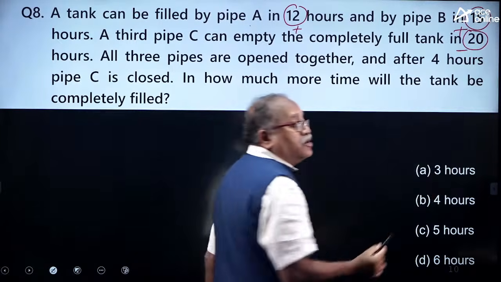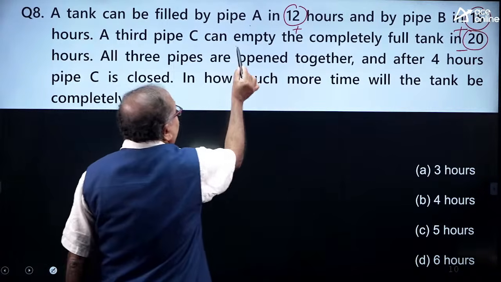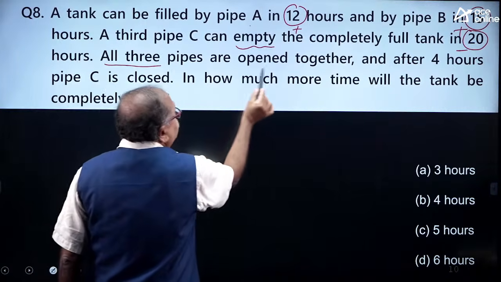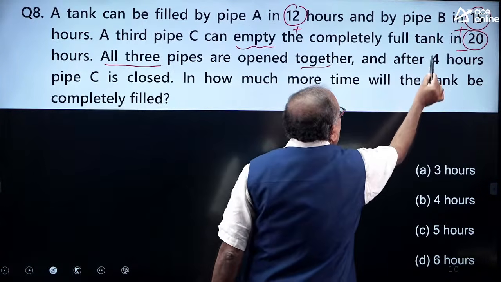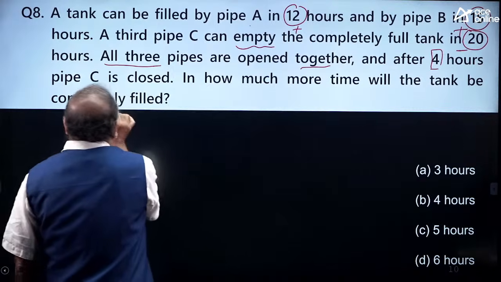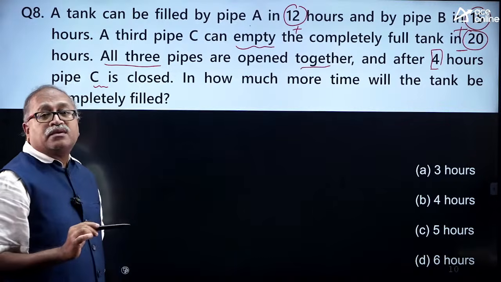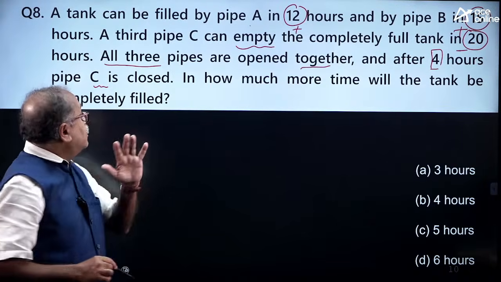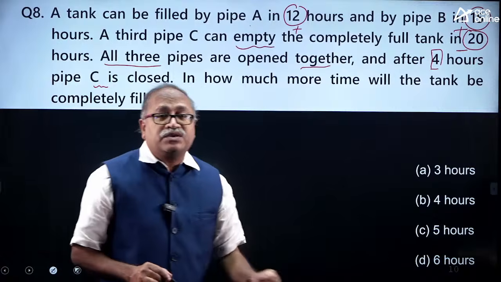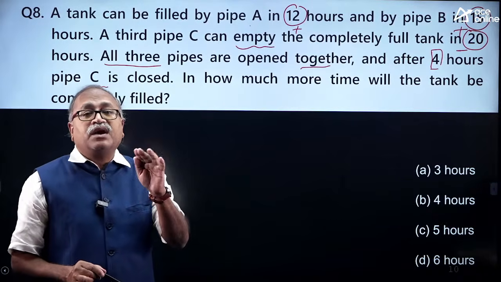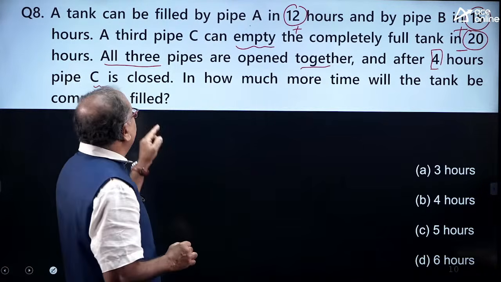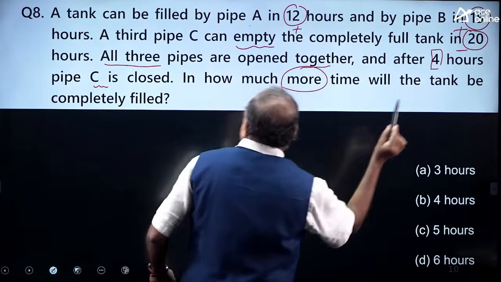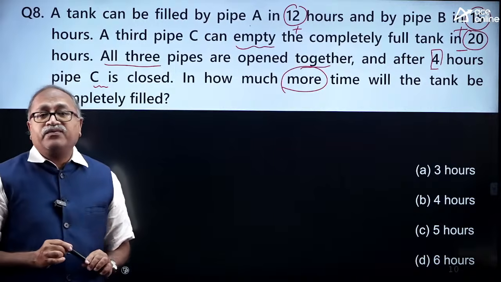This is negative work, emptying the tank. Okay, what's the question over here? All the 3 pipes are open together, and after 4 hours, the pipe C is closed. So, the empty pipe is closed after 4 hours. That means up to 4 hours, A, B and C, all the 3 were running. So, in how much more time will the tank be completely filled?